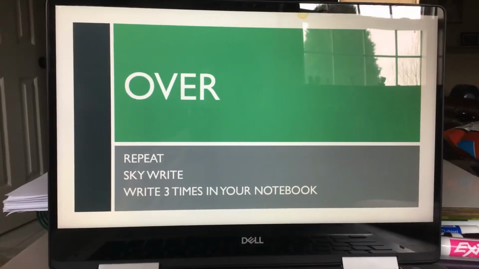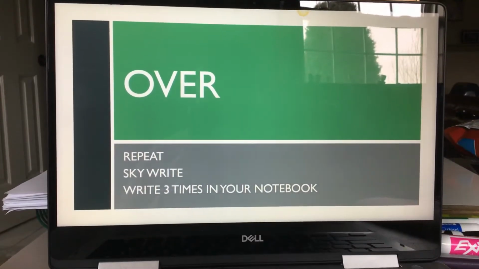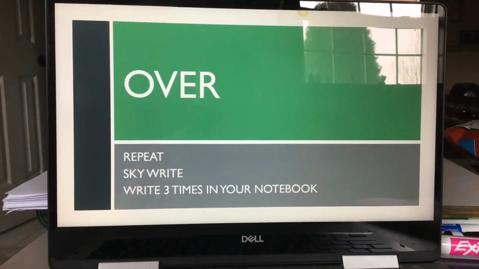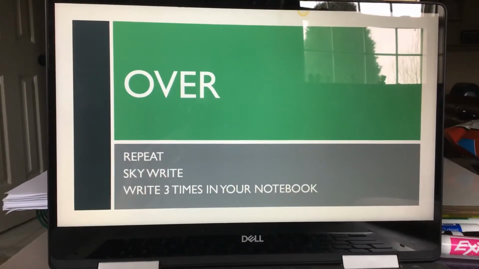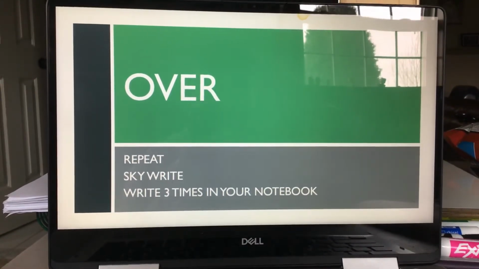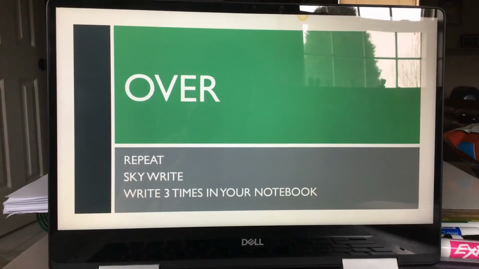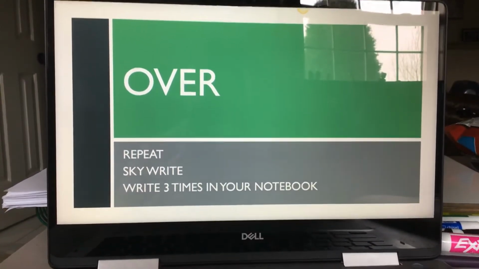So this word is, do you know it? This word is over. Repeat after me, over. Good job. I would now like you to trace over it on your screen. Take your finger, press your screen, or skywrite it. If you press your screen, it's going to stop the video. So go ahead and skywrite it over your screen. Good job. Now write it 3 times in your notebook. Good job. So if you need time, you can pause the video if you need more time.